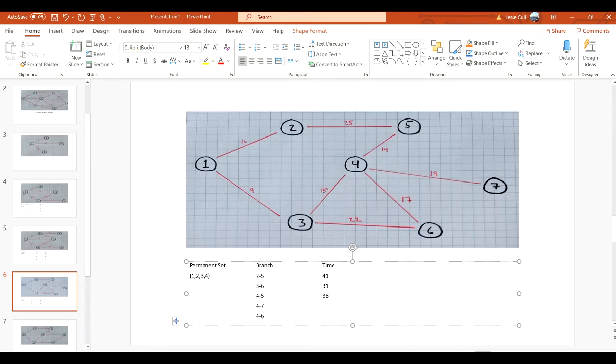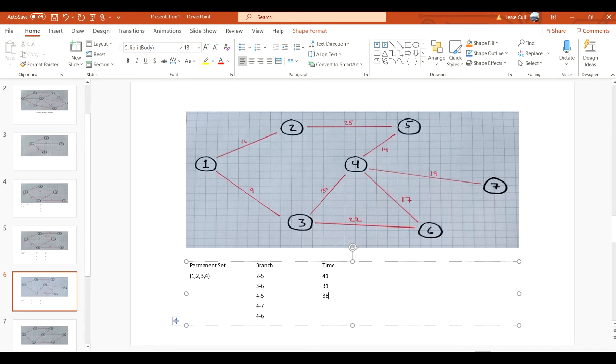What you'll notice here is we've eliminated 2 of our red lines. And the reason is we've already shown that to get to 2, to get to 3, to get to 4, we've already found the fastest route. This is never going to be fastest. This is never going to be fastest. So we can eliminate those routes.